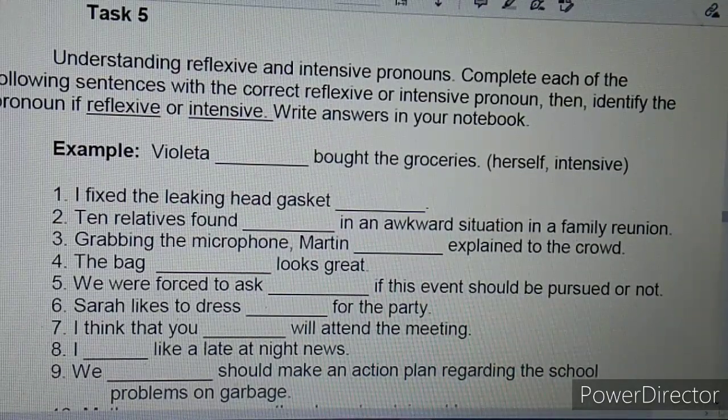Again, I fixed the leaking head gasket. What do you think is the correct answer? The correct answer is, yes, using the pronoun I, the correct word is myself. And it is an example of reflexive pronoun. Again, the correct answer for number 1 is myself, comma, reflexive.